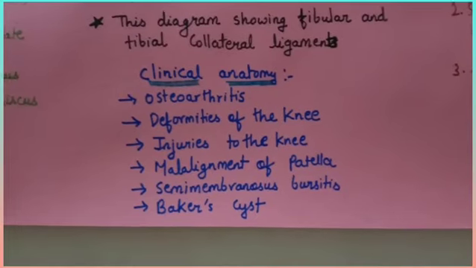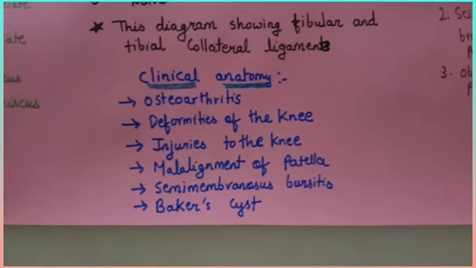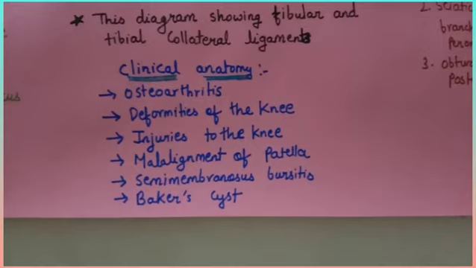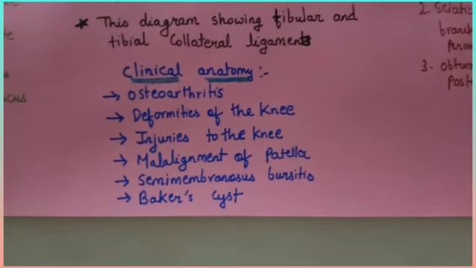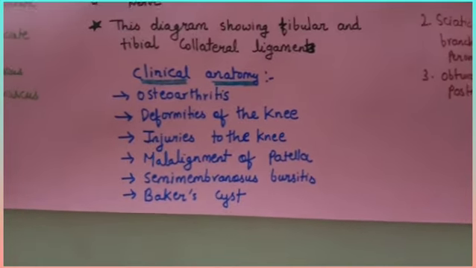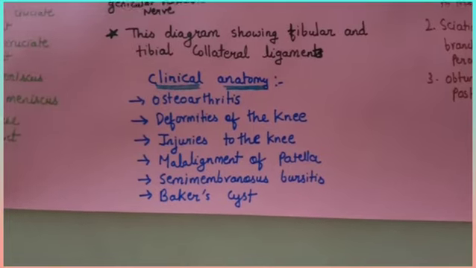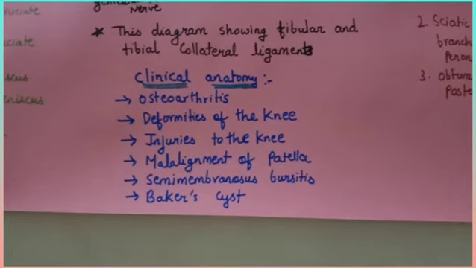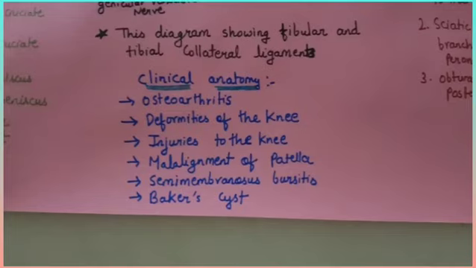Third, injuries to the knee. These may be affected by various diseases. Fourth point, injuries to the knee. Injury occurs to the menisci and cruciate ligaments.